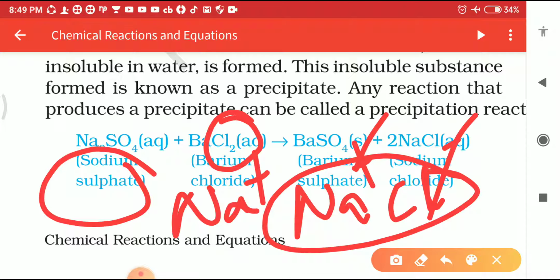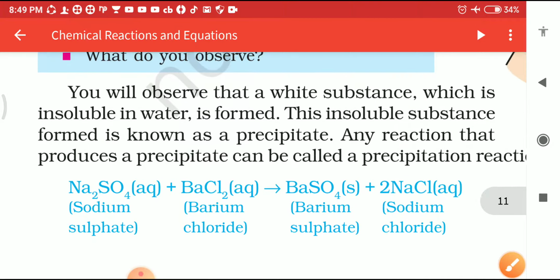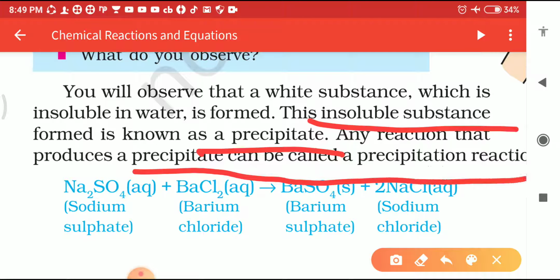Now students, that is called the double displacement reaction. I hope you understand this double displacement reaction. And see here students, insoluble substances are those substances which do not dissolve in the solution. If insoluble substances are present in the solution, that is called the precipitate. And any reaction that produces a precipitate can be called a precipitation reaction. So this one is an example of a precipitation reaction.